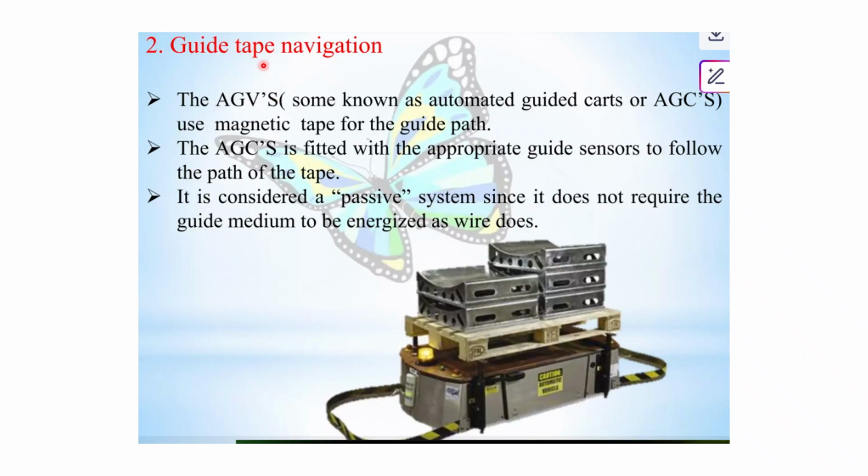Next one is guided tape navigation. AGVs will follow the automated guided carts, which use a magnetic tape for the guided path. The AGV is fitted with the appropriate guide sensors to follow the path of the tape. It is considered a passive system since it does not require a guide medium to be energized as wire does. So that is called a guided tape.